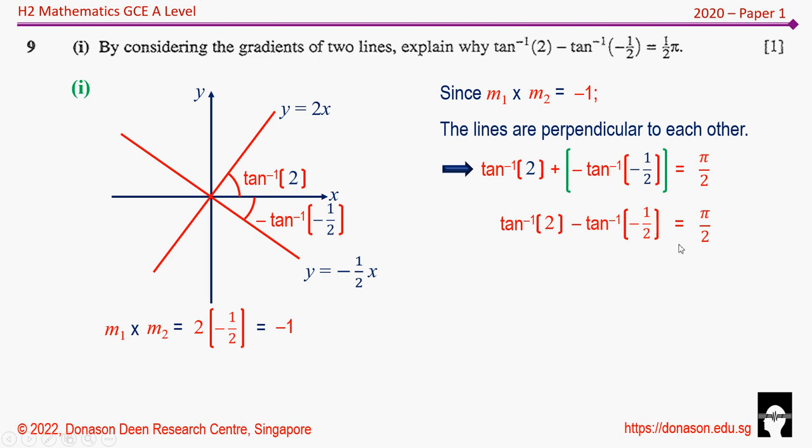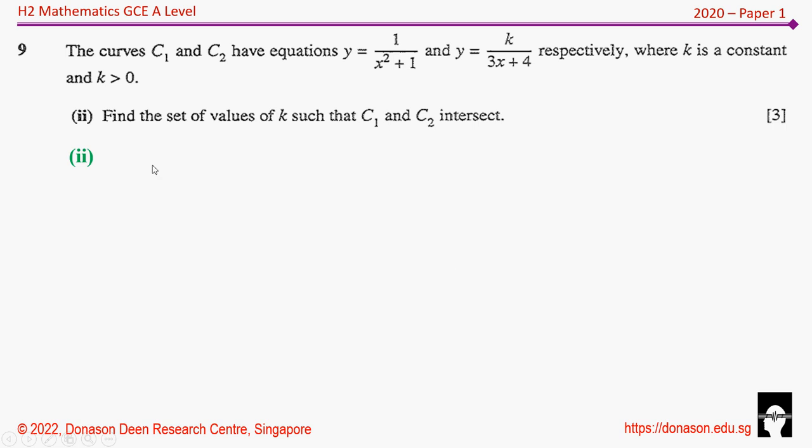I want you to remember this, because in the next parts we are going to use this result as well. So the second part says, the curves C1 and C2 have equations given by 1 over x squared plus 1, and k over 3x plus 4. Both of them are reciprocal graphs respectively, where k is a constant and k must be bigger than 0, which means k must be positive. Find the set of values of k such that these two curves C1 and C2 intersect each other, and if you do that successfully, you will get 3 marks.